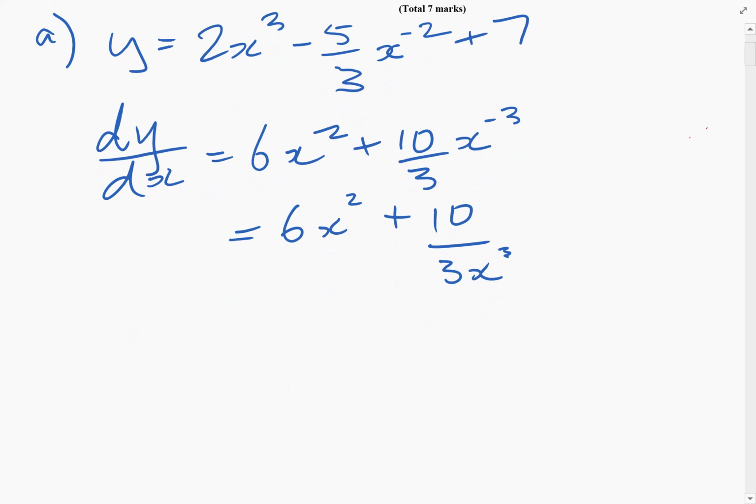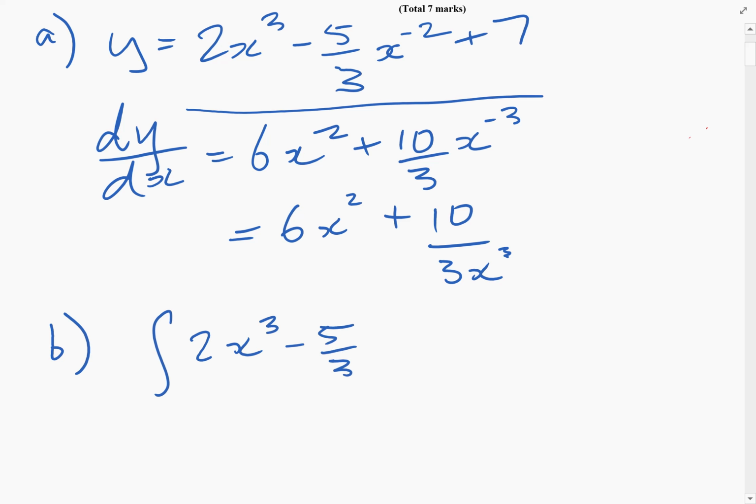For part B, we want to integrate this. So 2x cubed minus 5 over 3 x to the minus 2 plus 7 dx. So this time we want to add 1 to the powers and divide by a new power. So that's going to give us x to the power 4 divided by the 4.